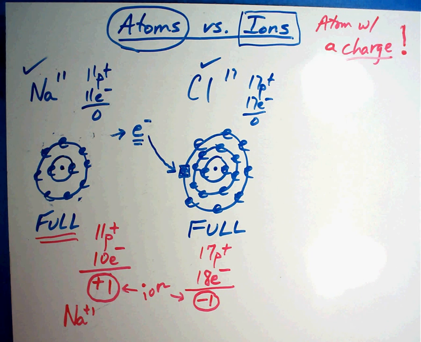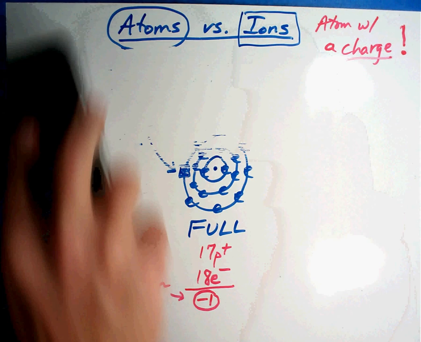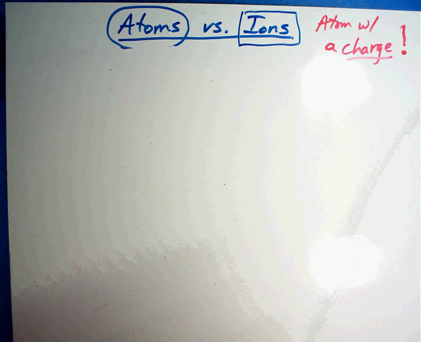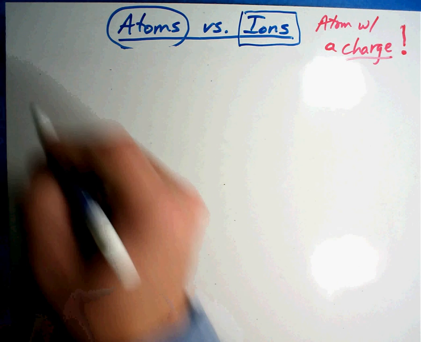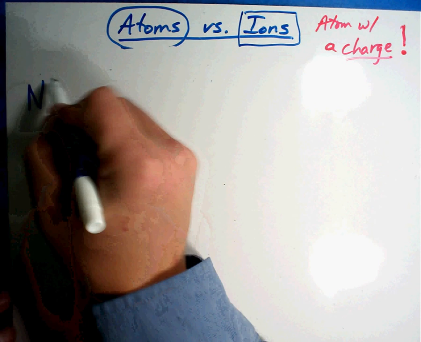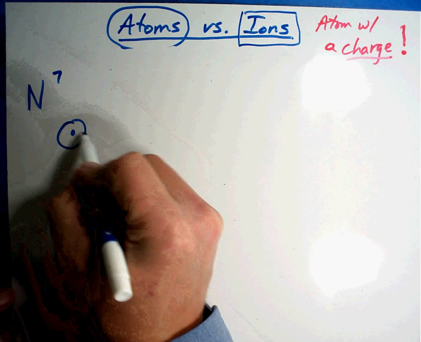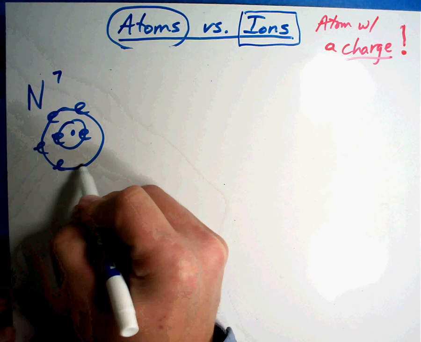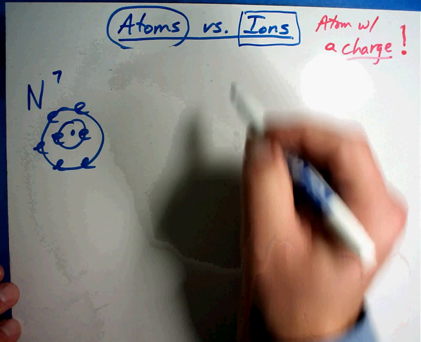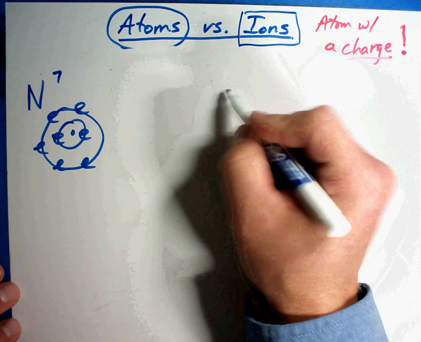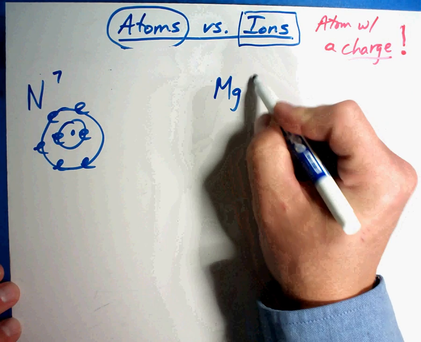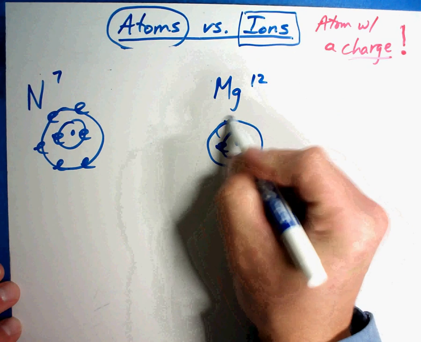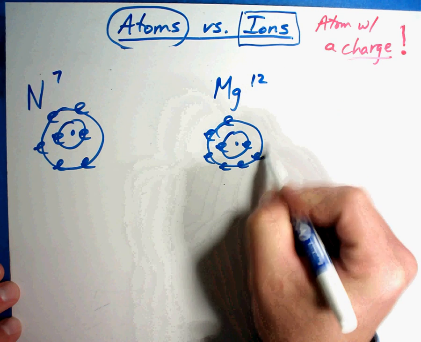Now, what I want to do here for a minute is show you a couple more just to make sure we got it. Then we're going to do something with those guys. We'll do this one just a little bit faster, not near as slow. Let's take something like nitrogen. Nitrogen is element 7. 2 in the first, 5 in the outside. 1, 2, 3, 4, 5. And let's also take somebody like magnesium, which is element number 12. 2 in the first, 8 in the second, and 2 in the outside.